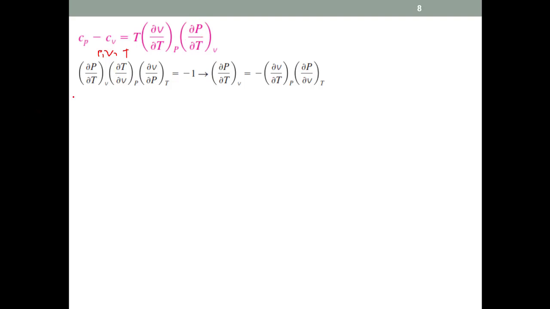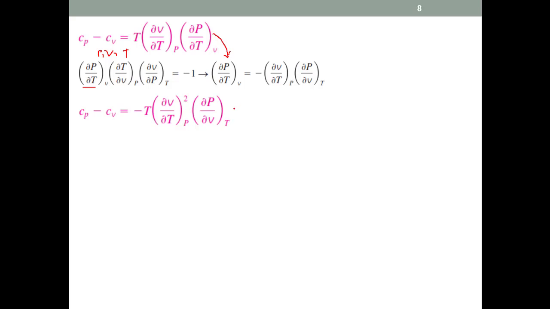So we need the first variable, right? The other two variables will go on the other side. So that will be minus partial V by partial T, partial P by partial T. If we replace that value with this one, then we'll get Cp minus Cv equal to minus, because this is a minus sign, minus partial V by partial T square times partial P by partial V at constant temperature.